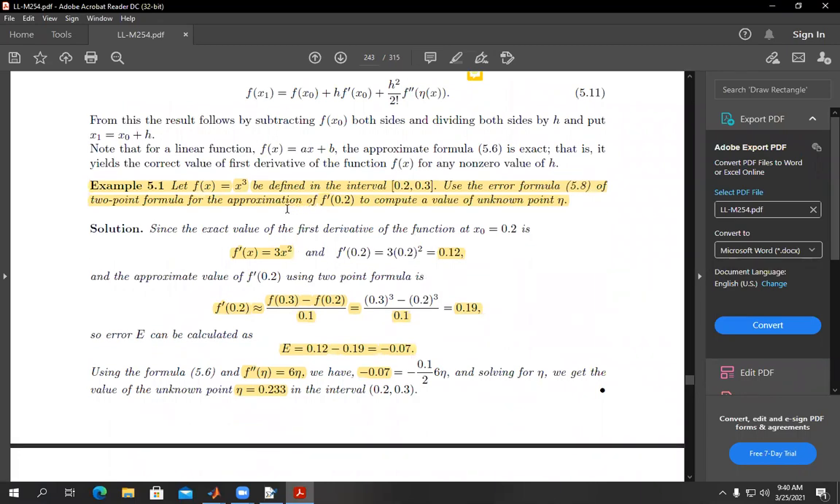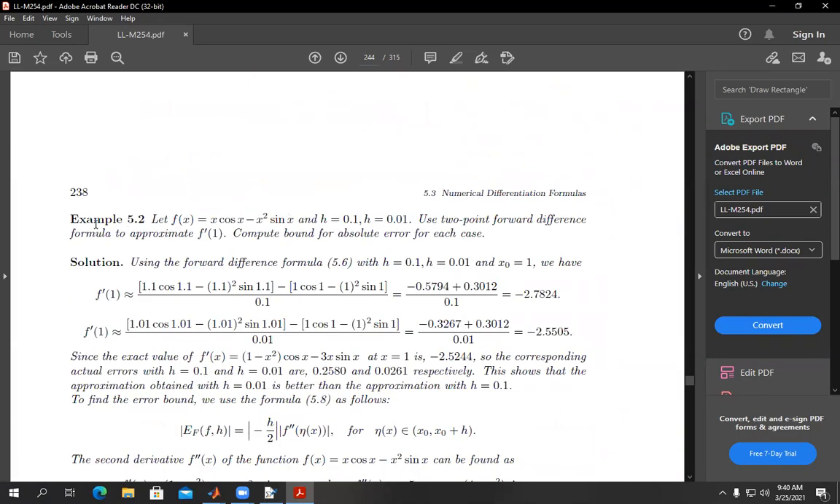Now we have a complete question, please. Example number 5.2. And it says, let f of x equal x cosine x minus x square sine x, and h equal to 0.1 and 0.01. In the exam, the teacher never gives you two h values. I just give you two h values because I want to show you that if you have a smaller value of h, your error must be less. Because if you have a smaller h, your approximate answer is always good. And when your approximation is good, it means your error is small. But in the exam, the teacher always mentions you what?